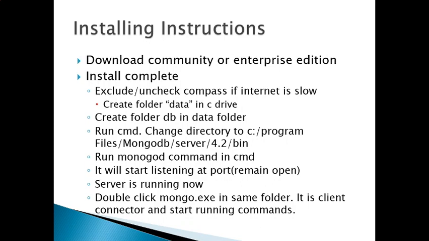It's up to you. You can download the community edition or enterprise edition according to your requirement. Install complete. Uncheck Compass if the internet is slow, because Compass is 300 something MB, and if internet is slow, it will take too much time to download and install the MongoDB onto your system. If the internet is okay, then you should install the Compass so that you can see the visual of your collections.